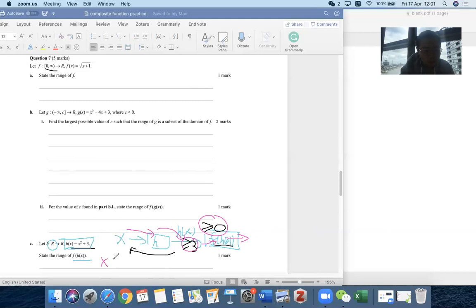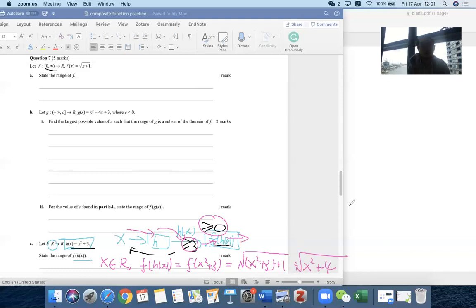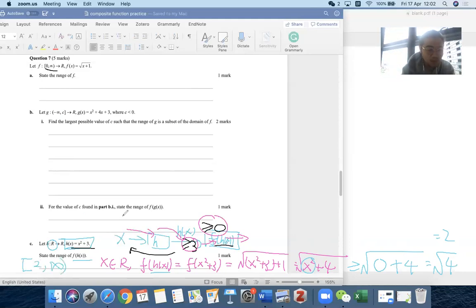Now we know that x is R, our whole domain. So f(h(x)), we plug the number in: f(x) is square root of x plus 1, so it becomes square root of x squared plus 3 plus 1, and square root of x squared plus 4. Okay. Again, x squared is always greater than or equal to 0, so the minimum value it can take is 0, and plus 4 becomes square root of 4, which is 2. So our minimum value for this function is 2, and it's unbounded going to infinity. So the final answer for this one, the range, is square bracket 2 comma to infinity.